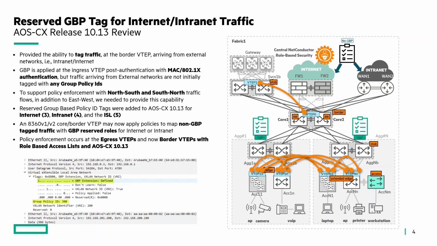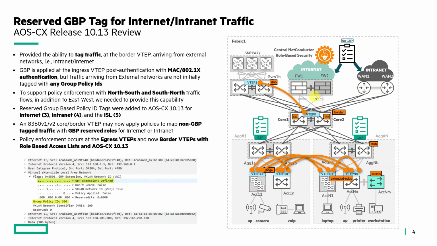With AOS-CX release 10.13, we provided support for reserved GBP tag for internet and intranet traffic. What this did, as you can see from the screen, is provide the ability to tag traffic at the border VTEP arriving from external networks, either the intranet or internet, as pictured here. This is the core and/or the border VTEP, and we have packets arriving from external sources, which could be coming from the internet or the intranet.